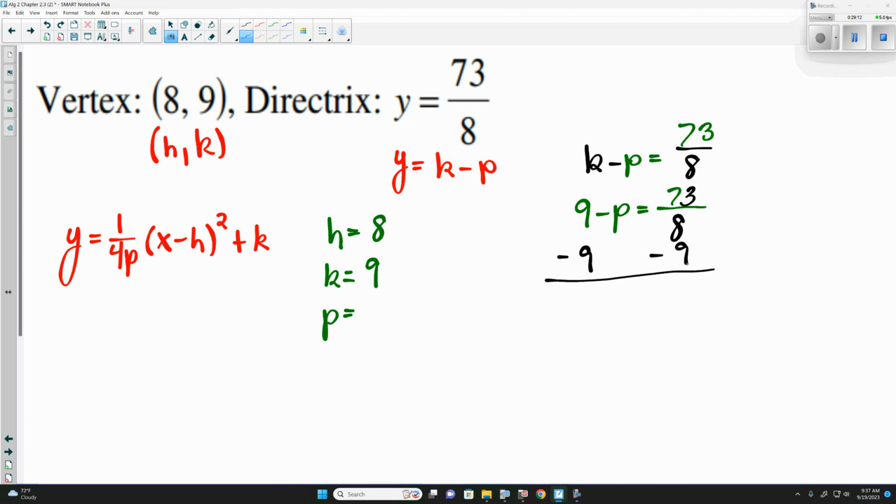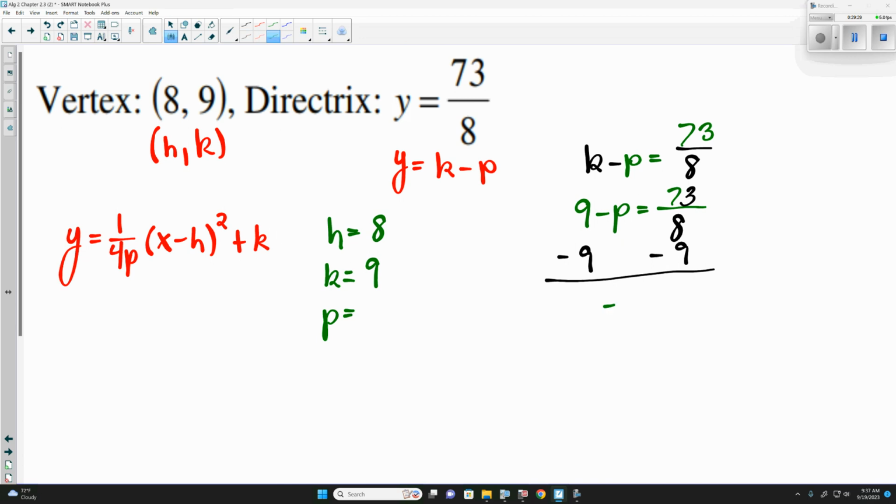Question? For directrix, yes. Because for directrix, we're subtracting p from it. For focus, we're going to add p to it.